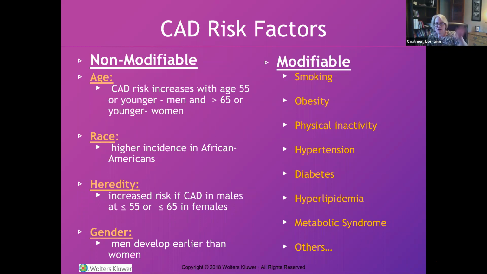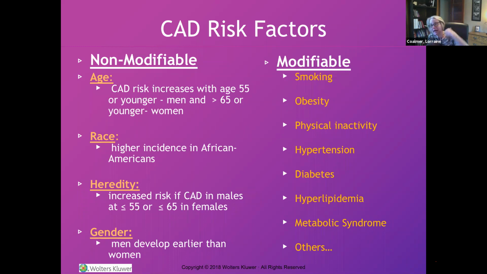So those are the non-modifiable, which is the same thing we talked about with hypertension. You know, you can't change your race. You can't change your age. You can lie about it. You can't change your gender, what you're born with. I mean, you can physically change the outward look of your gender, but you can't change that you were born with male versus female. So those are the things we can't modify.